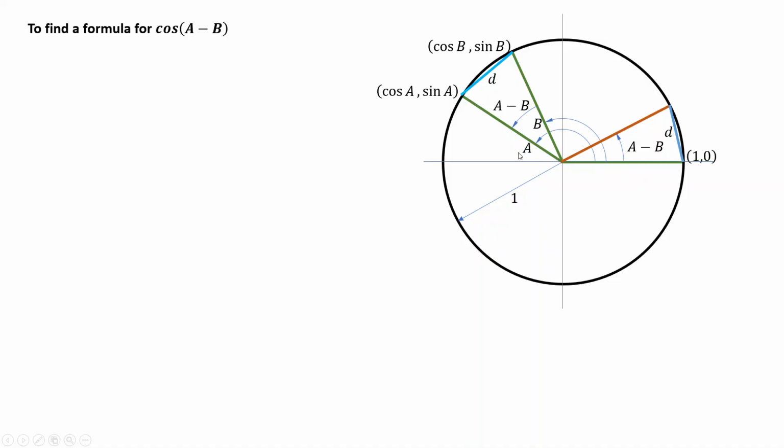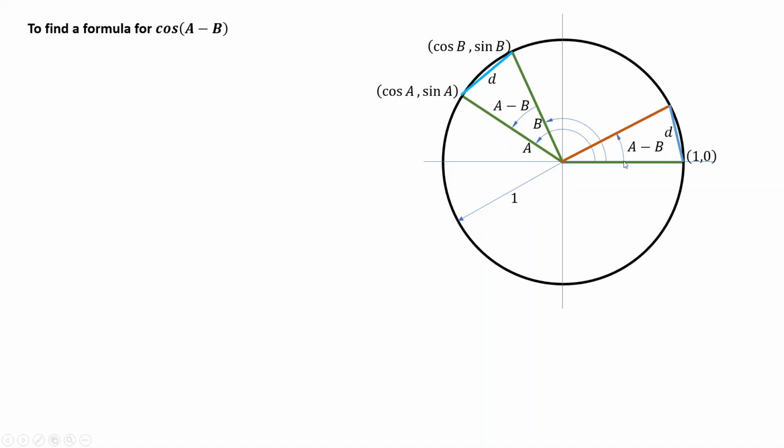I can prove that those two triangles must be congruent by using what is called the SAS postulate. What is that? Side angle side postulate. Now, take a look at this triangle. This side is the radius of the circle, which is equal to 1. Would you agree?